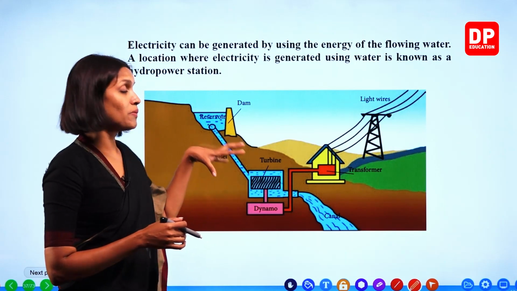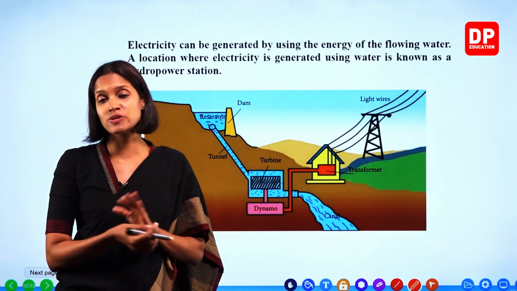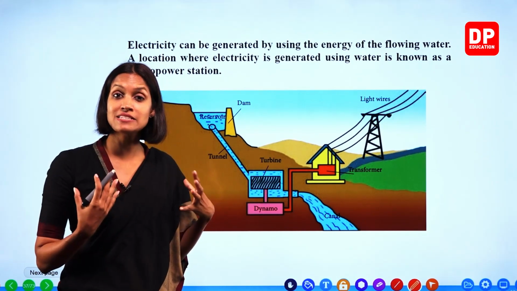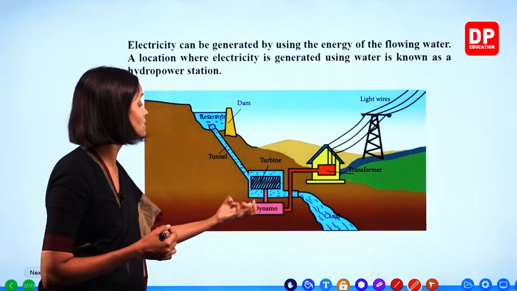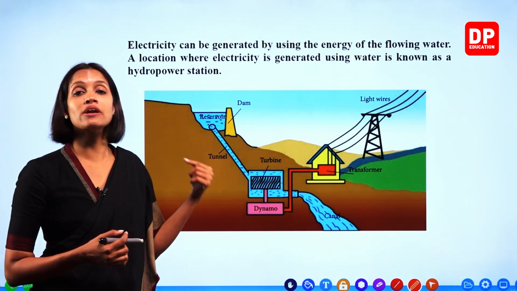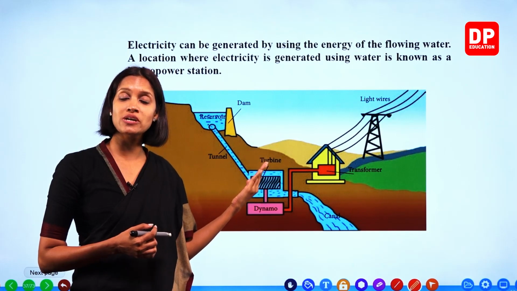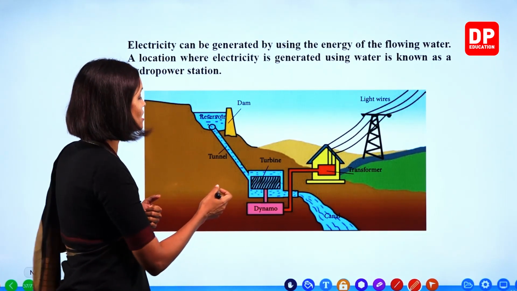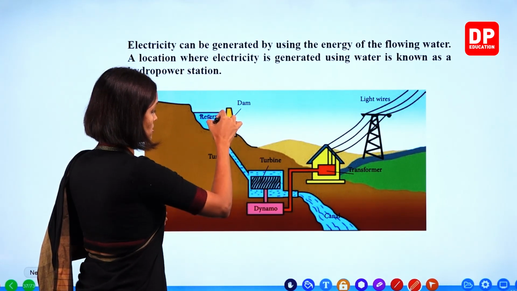So when the magnet rotates, what happens? Next to the magnet, a coil of wire is present. When the magnet rotates, the coil of wire generates electricity. So how to rotate the magnet? By fixing it to a turbine. Turbines are rotated by different methods. In hydropower plants, the turbine is rotated by the water current. Here you can see this is the flowing water.